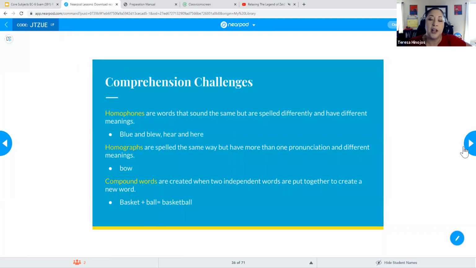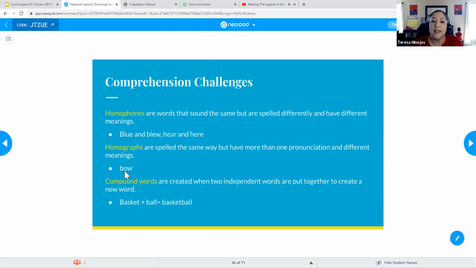Now, some challenges that may occur with comprehension in the English language. It's a challenging language. Some things are homophones. These are words that sound the same, but are spelled differently and have different meanings, like the word blue and the word blew. When students hear these words, they may think one definition versus the other, so there may be confusion. Then there's homographs, and these are spelled the same, but have more than one pronunciation as well as a different meaning.